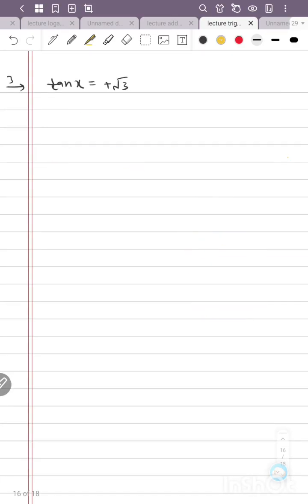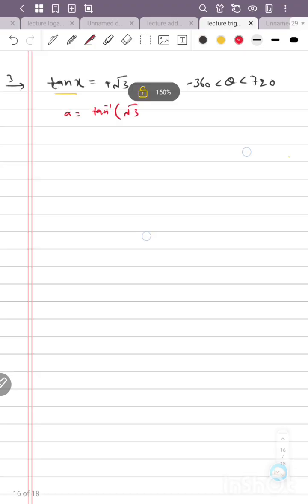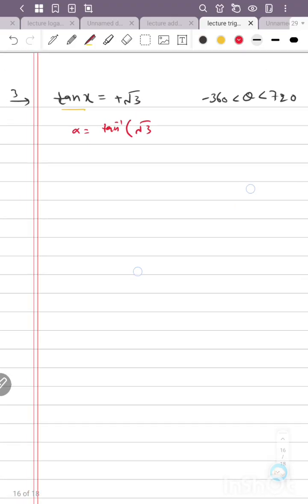Okay, now we have the next question: tan x equals square root 3, and its interval is minus 360 less than theta less than 720. Okay, we have to find alpha. We have tan inverse of square root 3. Now we get alpha as 60 degrees.